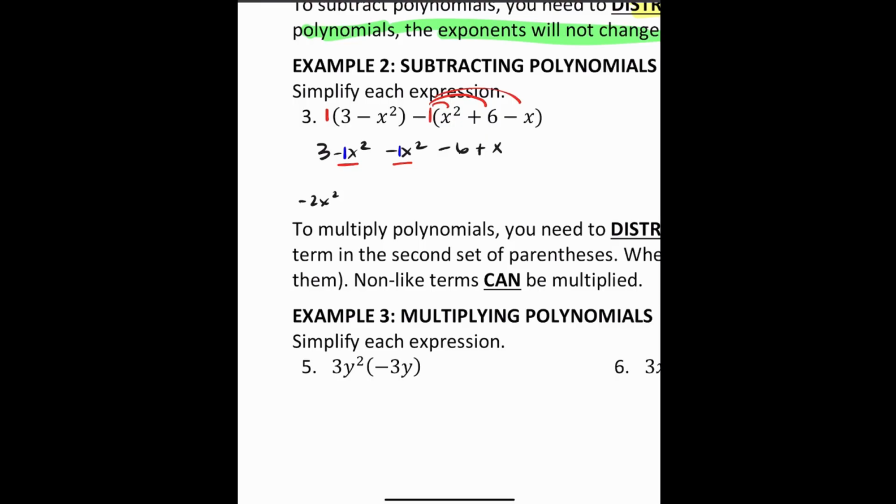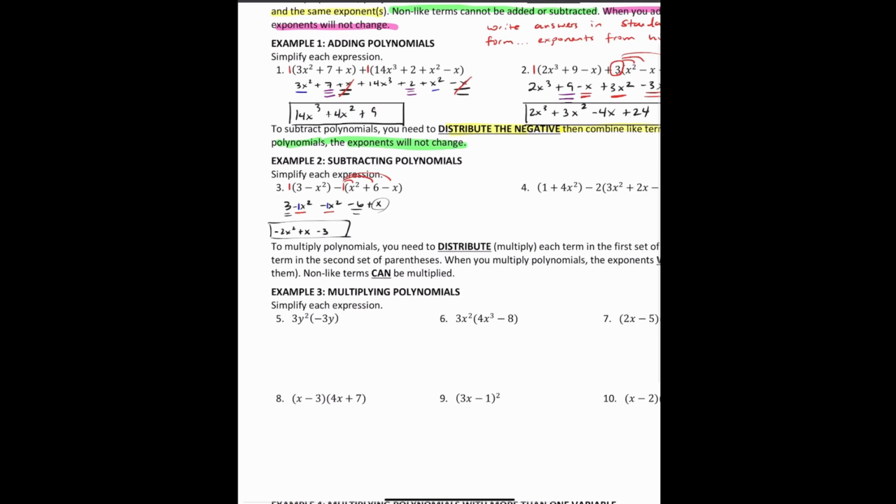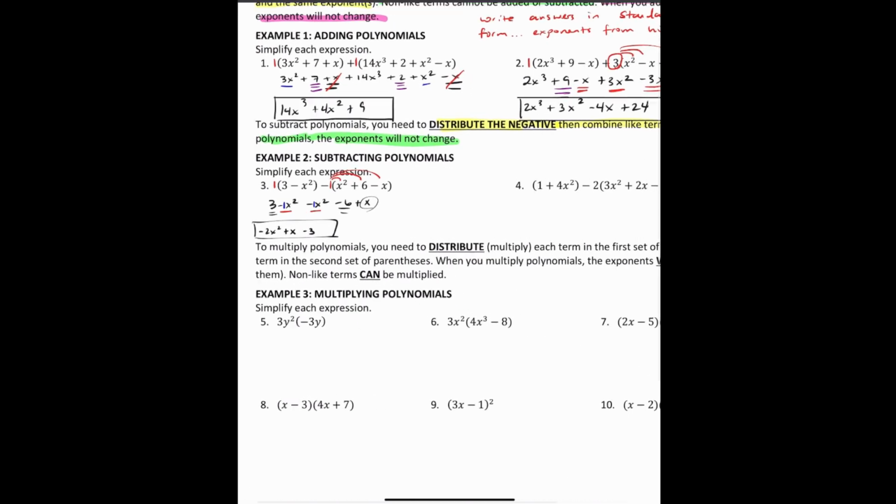Or we need to find the term with just an x in it. And that would be this thing right here. It's just an x, right? So it's just plus x. And then we look for constants. That's 3 minus 6, so that's negative 3. So negative 2x squared plus x minus 3 is your answer for number 3.